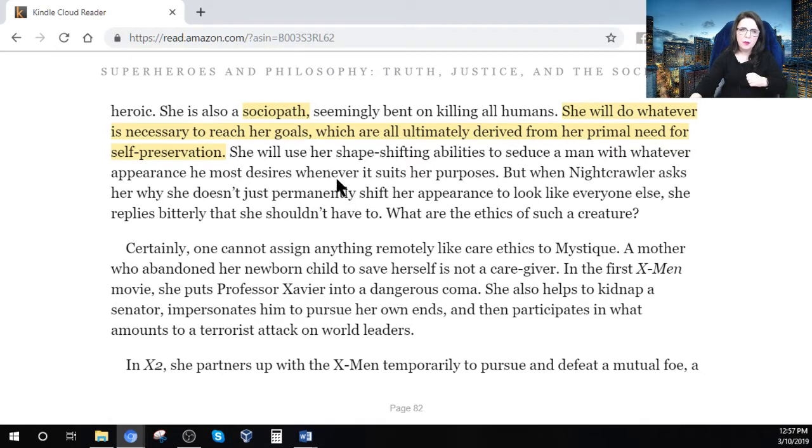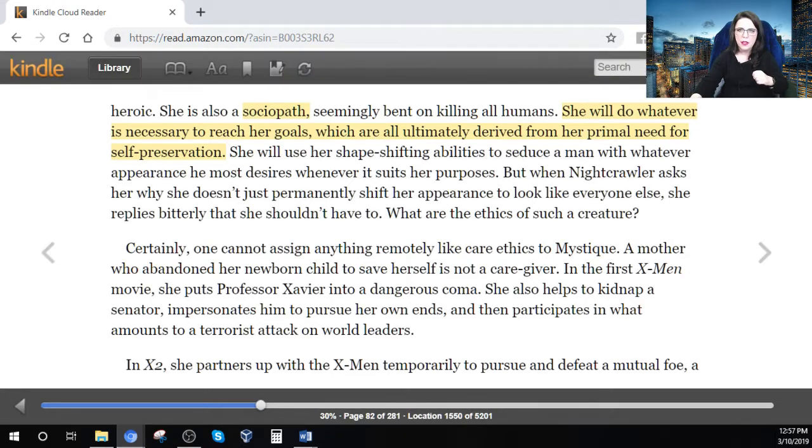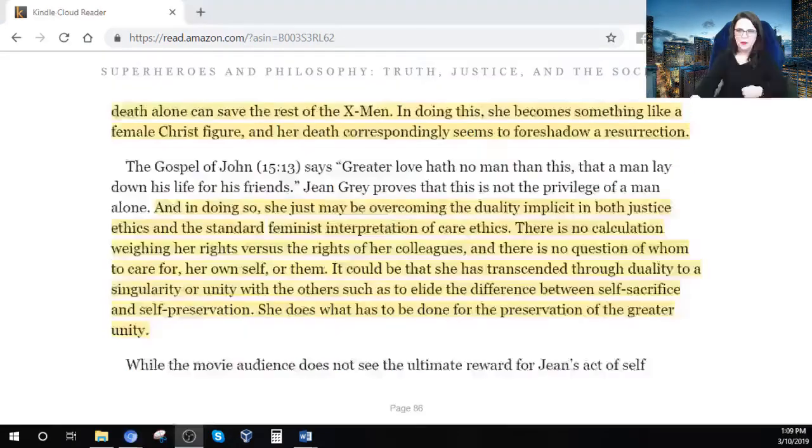So here on page 82, when Housel talks about the fact that Mystique will use her abilities to do whatever she wants, whether it be seduce a man or impersonate somebody, Housel also talks about a conversation that Mystique has with Nightcrawler, and why she doesn't necessarily choose to stay human. So let's take a look at this in the X2 movie.